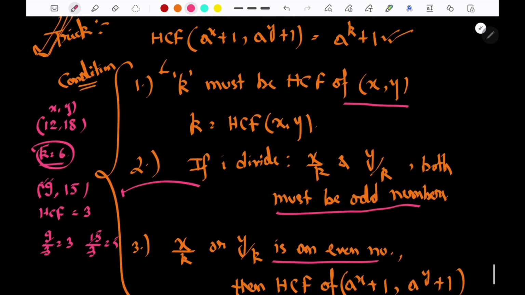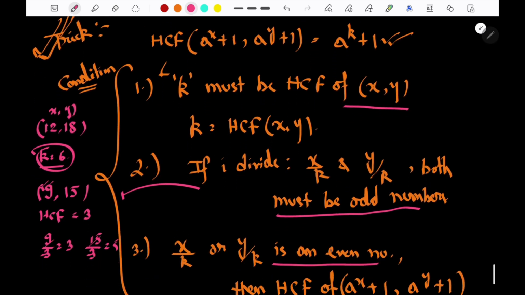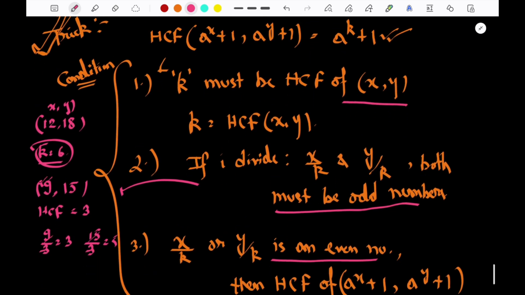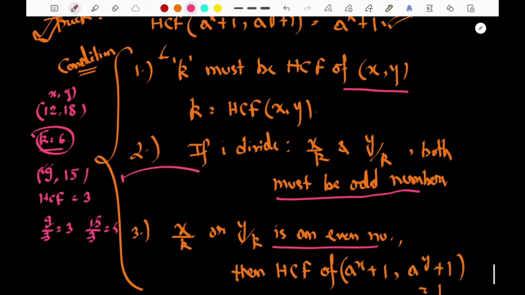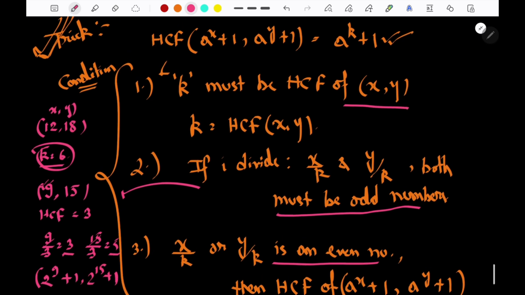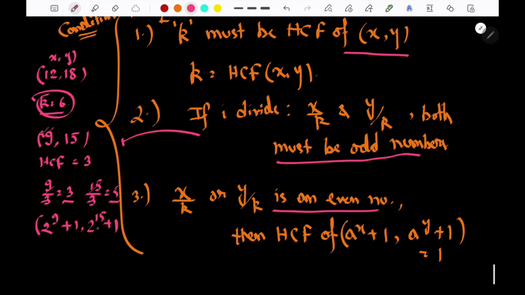Now think of one thing. What I said, a to the power x plus 1 comma a to the power y plus 1. So what is a to the power x? So 2 to the power 9 plus 1 comma 2 to the power 15 plus 1. Now since both are odd, so what will be the HCF of these two?